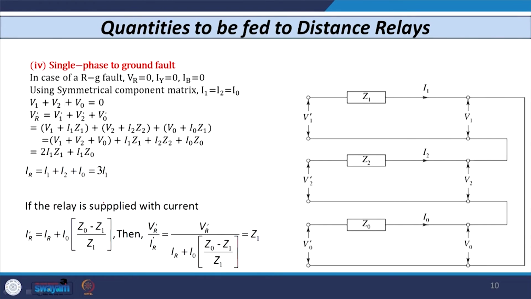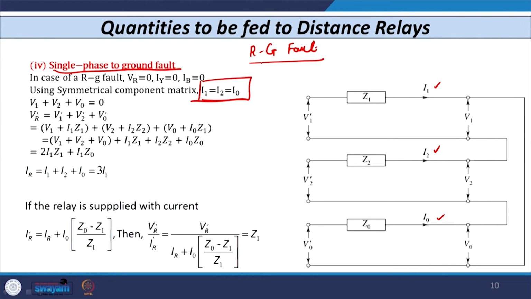In the same way, let us consider a single line to ground fault, say an R to ground fault. What quantity do we need to feed to the distance relay? As we know, whenever a single line to ground fault occurs, all 3 sequence currents, positive, negative and zero sequence, are equal. The sequence networks in case of a single line to ground fault are connected in series. So, these 3 values I1, I2 and I0 are all equal, as you can see from here.